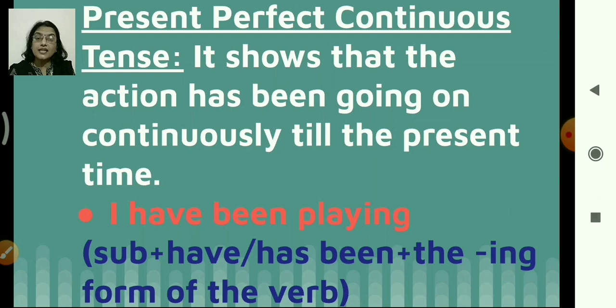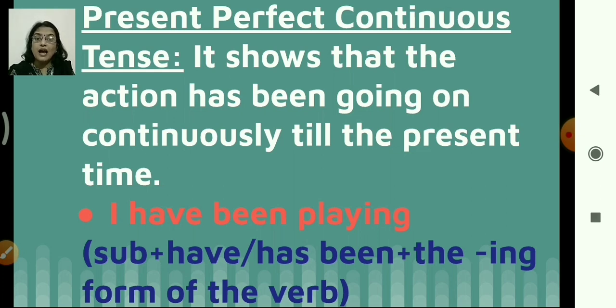Now next is the present perfect continuous tense. That means present tense only, but it is perfect, meaning the activity is done. It was going on. It shows that the action has been going on continuously till the present time. Till now the activity or the action was going on. Continuous means continuously going on till the present time, till now.